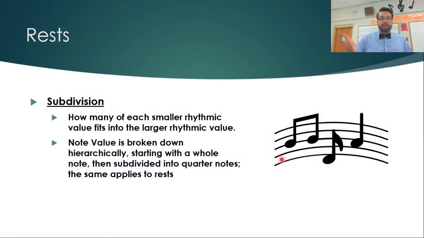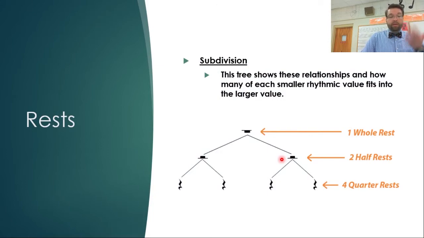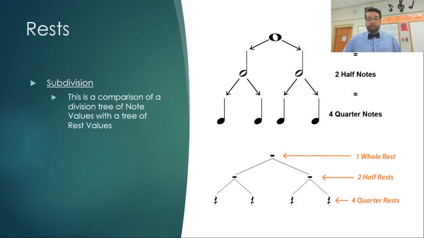Now, subdivision is just how many of each smaller rhythmic value fit into the larger rhythmic value. We have been subdividing each of these rests, or each of these notes, either way. So you can see that the 4 quarter notes are a subdivision of a whole rest. If we think of this second level right here, the half rests, that would be the division. The quarter notes here would be a subdivision because it is under the division level. So this just shows you the relationship between the rests. Same thing goes for notes. This is a subdivision of a whole note. That's all these divisions are, subdivisions of that.